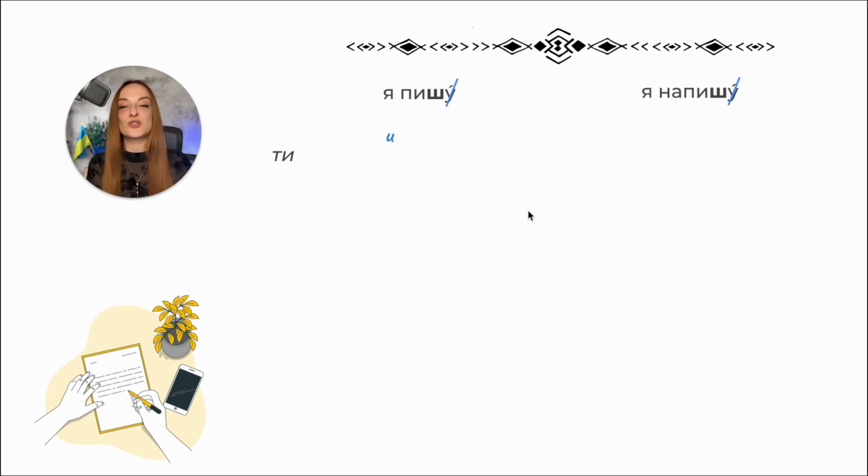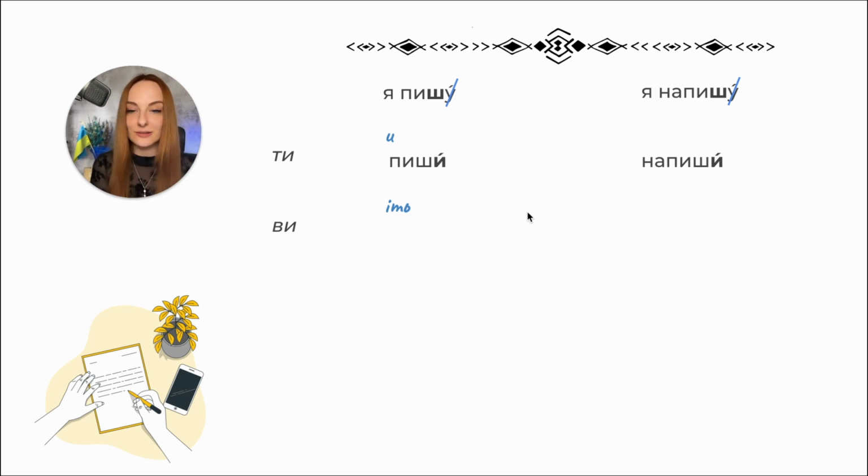So, first situation, for ти, we just need to add the ending и. Пиши, напиши. Наприклад, напиши листа або напиши повідомлення. If it's ви, be attentive here. We do not just add the ending те, but we add another type of ending. It will be the ending іть. Пишіть, напишіть. This will be the ви form of the imperative mood for these verbs.